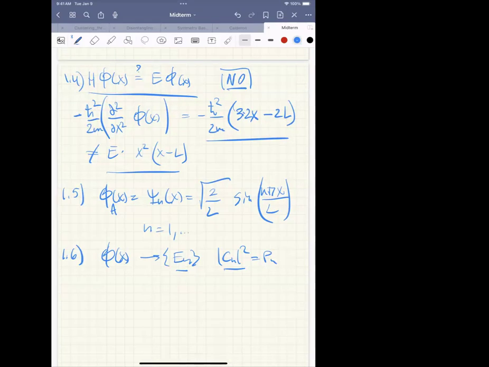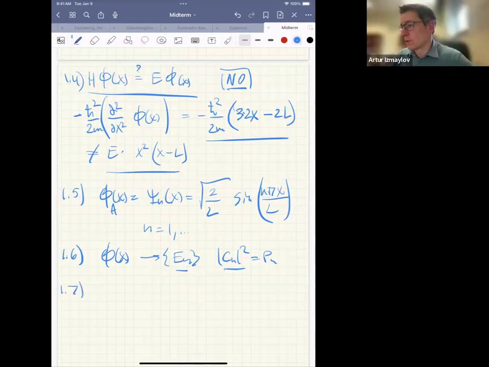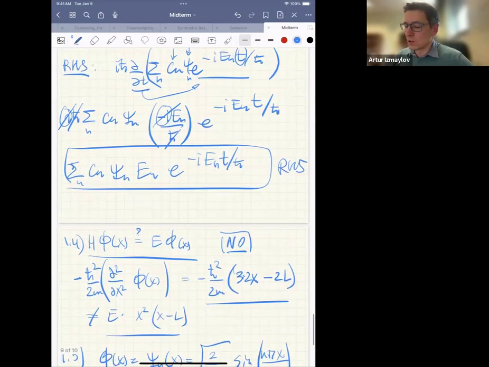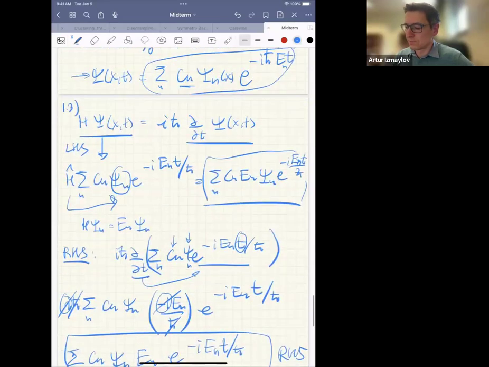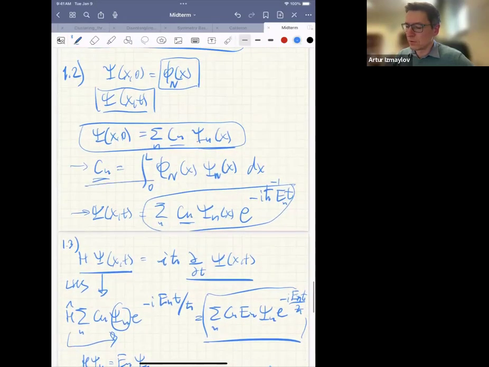Nope. All right, 1.7: What are the probabilities to get the results you reported in the previous question? These are probabilities, and now we need to really calculate the coefficients, Cn's. So Cn is that integral that we wrote here.